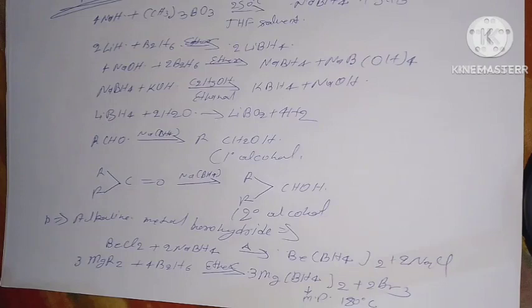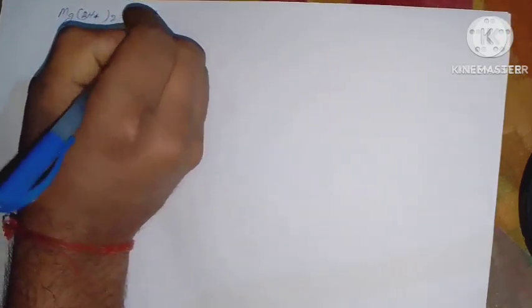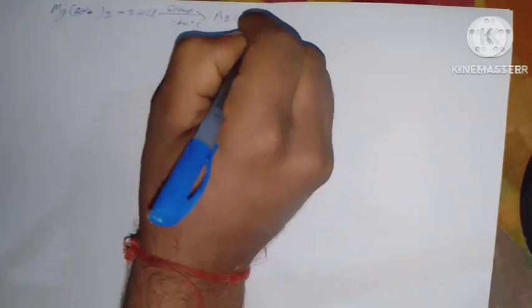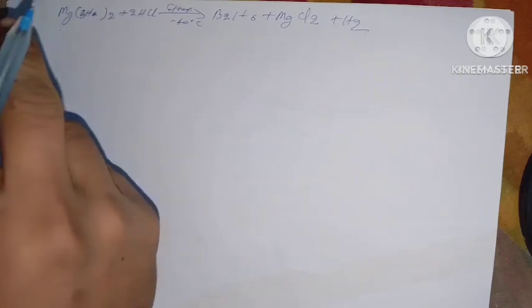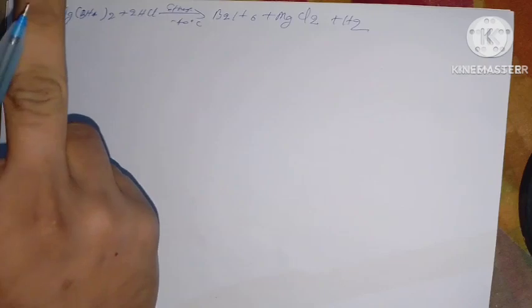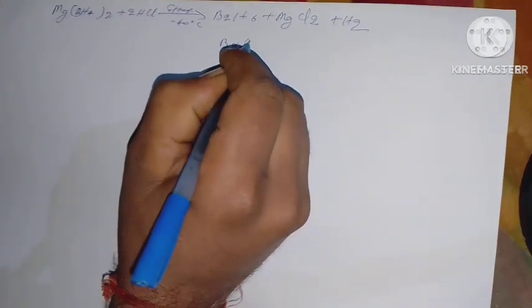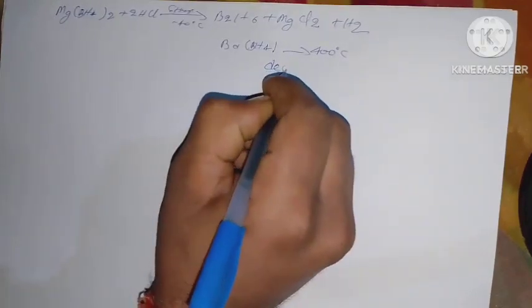It reacts with hydrochloric acid at lower temperature and produces diborane. Mg(BH4)2 plus 2HCl in ether at minus 40 degrees Celsius makes B2H6 plus MgCl2 plus hydrogen. Higher alkaline earth metals, calcium, strontium, barium also form borohydrides. Their borohydrides are thermally more stable, and Ba(BH4)2 decomposes at 400 degrees Celsius.